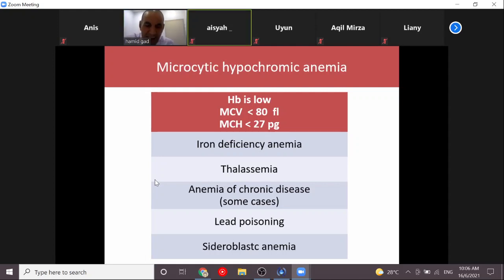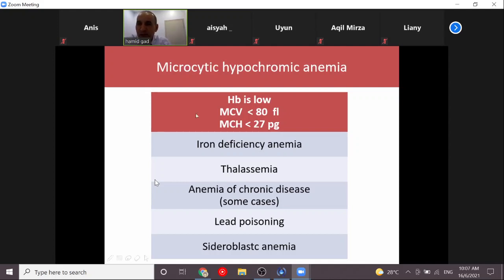Clear, Doctor. I always ask this in the questions. I give a CBC result and ask what you think, how to classify the anemia. If you find on the CBC that hemoglobin is low, MCH is low, MCV is low, you say this is microcytic hypochromic anemia. Next, I usually ask what the investigations or differential diagnoses are.